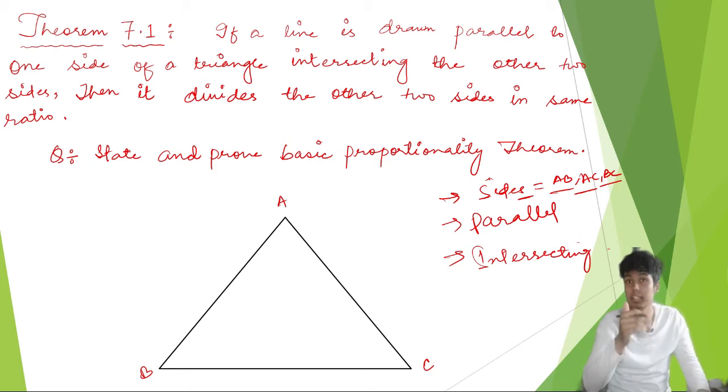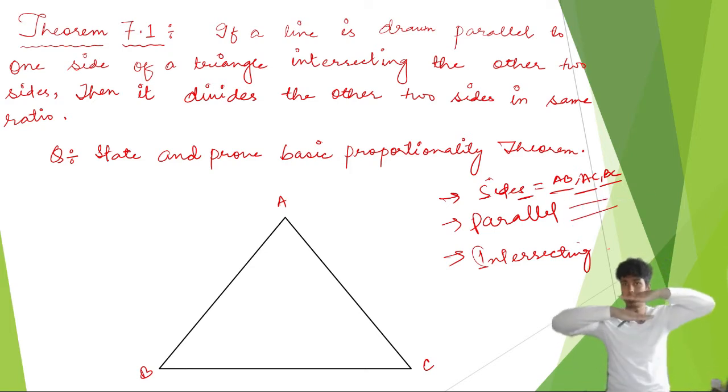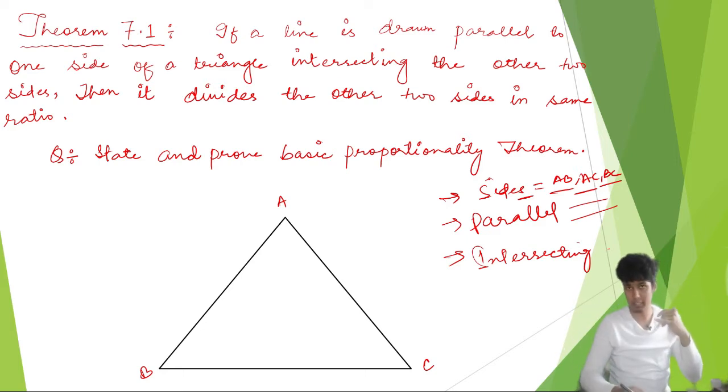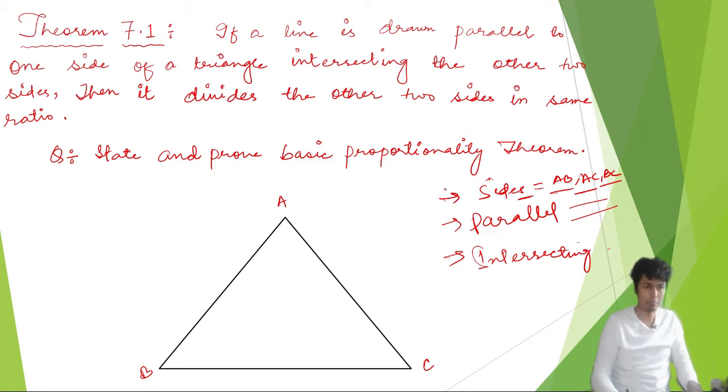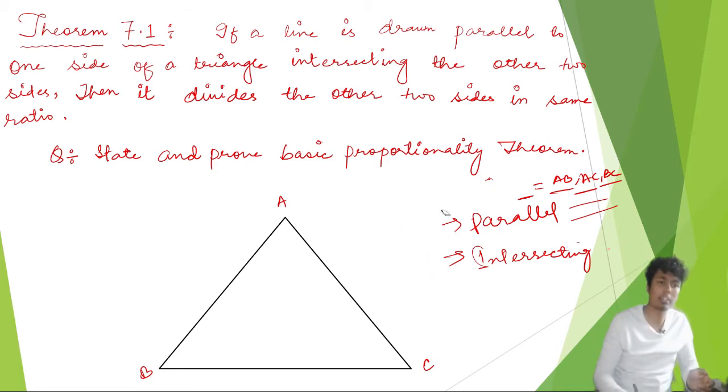Now another thing, parallel. What is parallel? Any two lines which will not meet in the near future. These two are parallel. Simple, right? Now third, intersecting. What is intersecting? Any two lines which meet each other at a particular point, that is intersecting. You can say this also is intersecting. So I hope this is clear to you: parallel, sides, and intersecting.